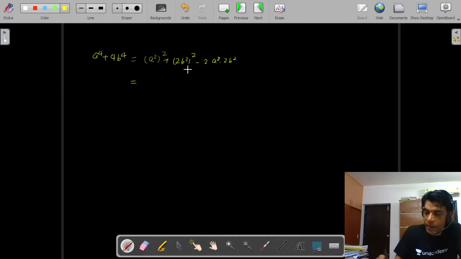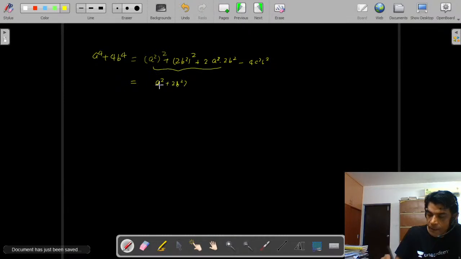Okay, so now this is this. So I'm writing like this. Let me write plus here, and then I will write here negative of 4a squared b squared, and so you will get here a squared. This whole thing now becomes (a squared plus 2b squared) whole squared.